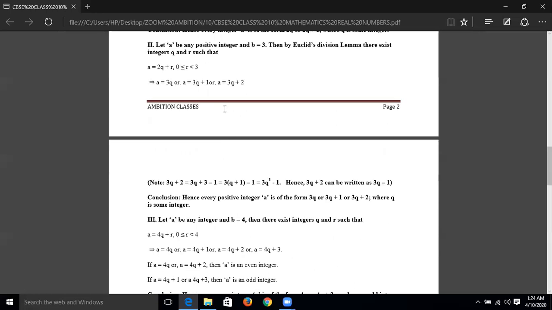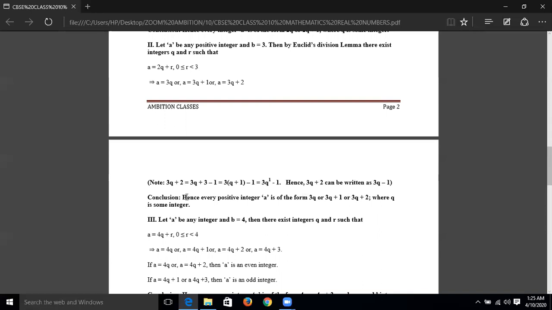And 3q plus 2 can be written as 3q plus 3 minus 1, because 3 minus 1 is 2, and we can take the common factor 3 out, giving 3 times (q plus 1) minus 1. Because q is an integer, q plus 1 is also an integer. So we can say here 3q prime minus 1. So this is also of the same form, and this can be written as 3q minus 1. So 3q plus 2 can be written as 3q minus 1.